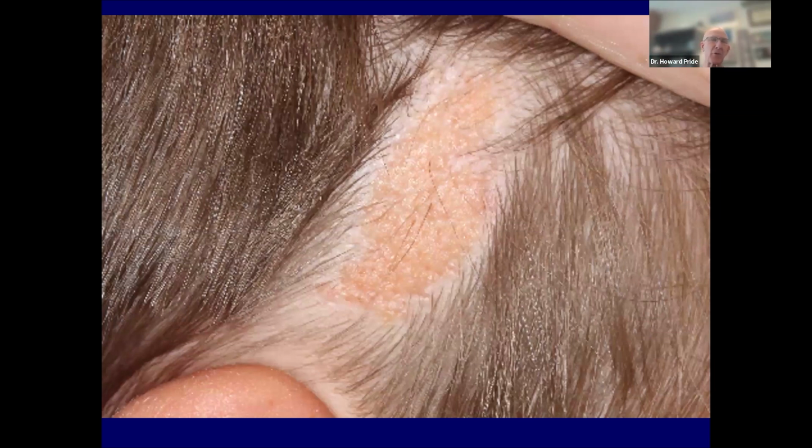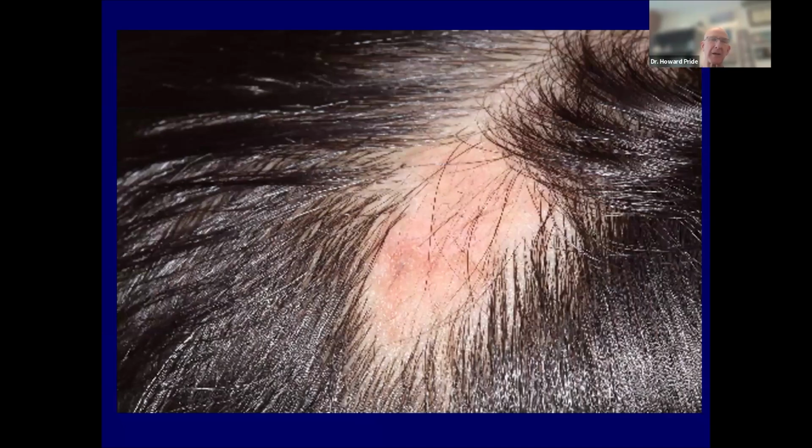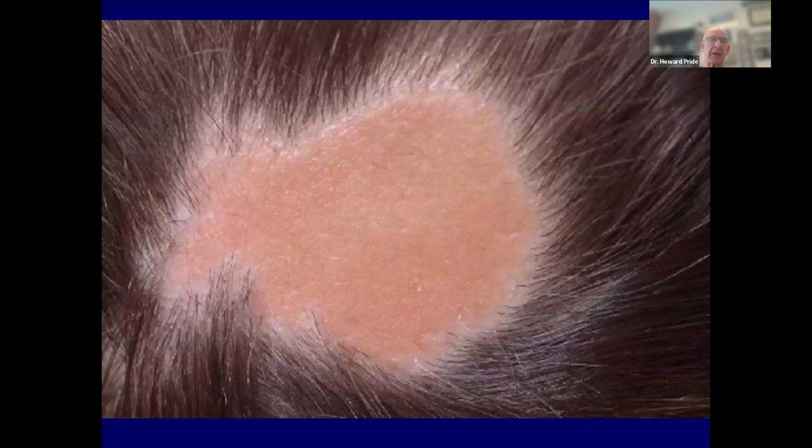Another example here, a little bit older child, so it's a little bit flatter and not quite so multilobulated and greasy looking. Another example here, a little bit harder to see the color. Another example here, but you kind of get a feel, I think, for the orange-yellow kind of mix of colors with this. Another example here. Usually minimal or no hair growth through it.